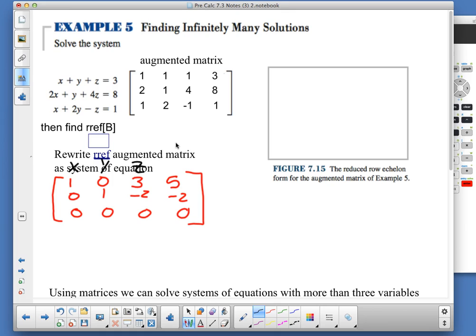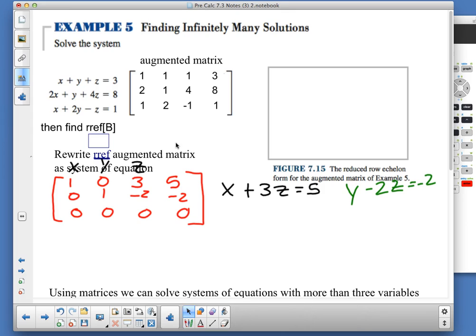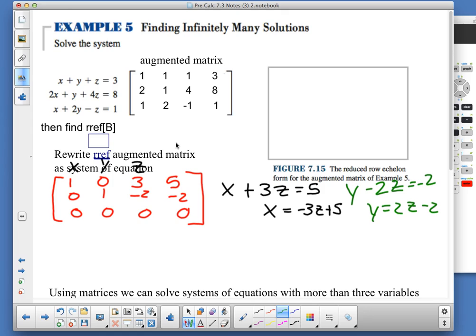So when I'm answering this, I've got the actual equation X plus 3Z equals 5. And then my second row comes into Y minus 2Z equals negative 2. I want you to be aware that I'm going to find what X would actually equal. If I solve just for X, X is equal to negative 3Z plus 5. Y would actually equal 2Z minus 2. Are you okay with that? And how I got it?